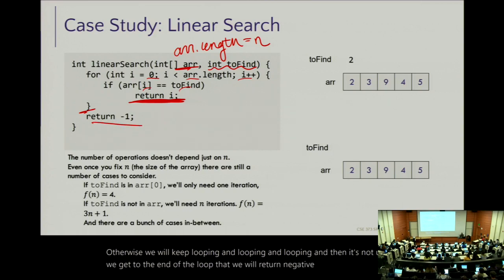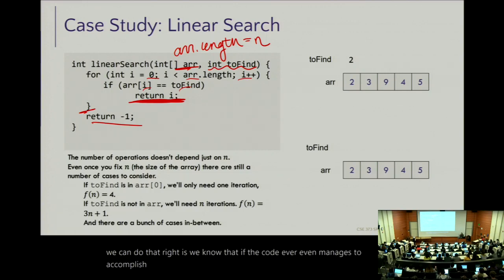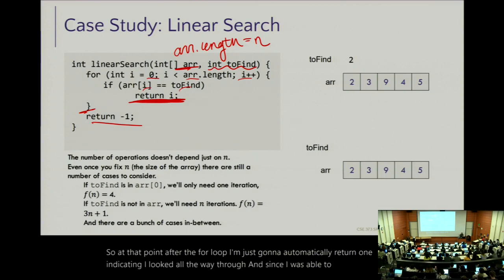And the reason we can do that is we know that if the code ever manages to accomplish the for loop all the way through, that means I didn't find the thing. So at that point, after the for loop, I'm just going to automatically return -1, indicating I looked all the way through, and since I was able to finish the loop, that means I never found anything. So I'm just going to bail at that point.